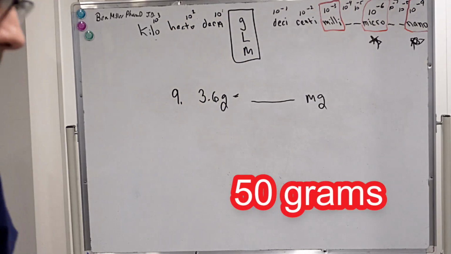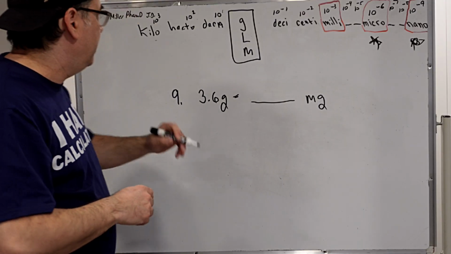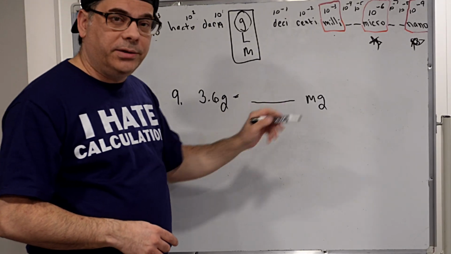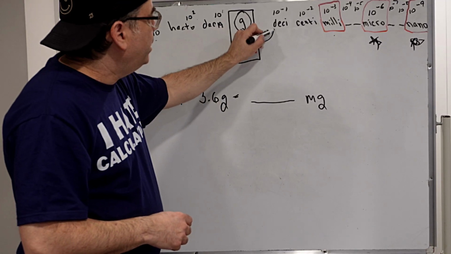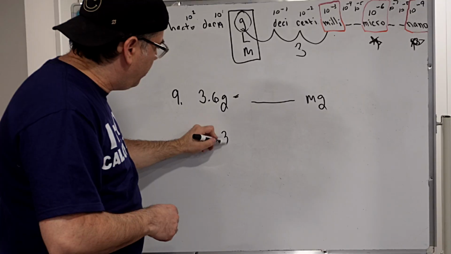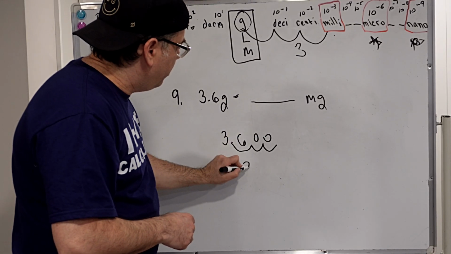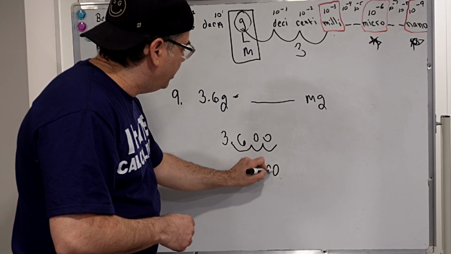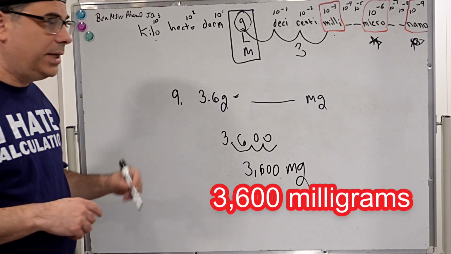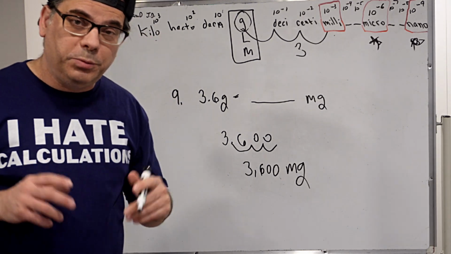All right, next question. We have 3.6 grams is equal to how many milligrams? So again, grams is your base unit, and you want to go to milligrams. It's over here, 10 to the negative 3. We go 1, 2, 3, 3 spaces to the right. So we go 3.6, 1, 2, 3, gives you 3,600 milligrams, 3,600 milligrams. Again, once you get used to doing this type of problem, all you have to do is just move the decimal point.